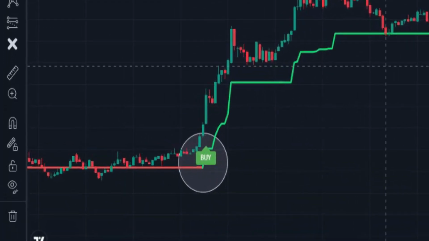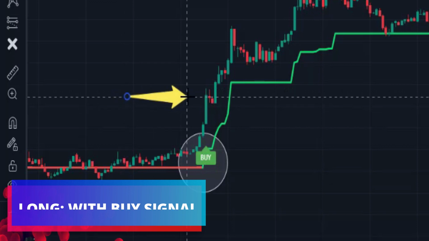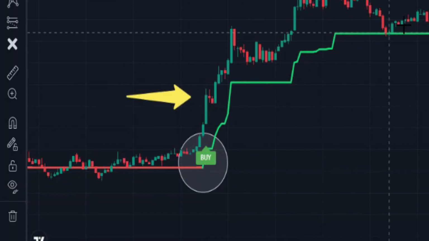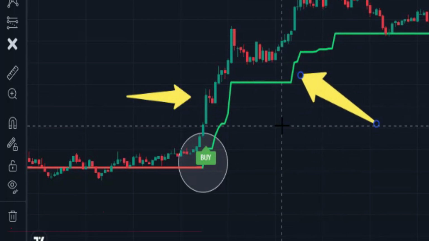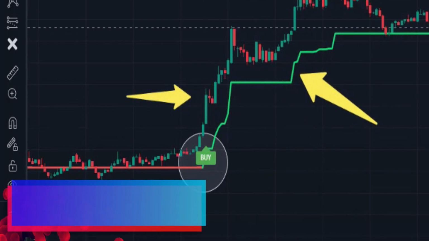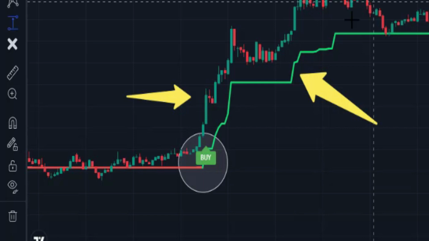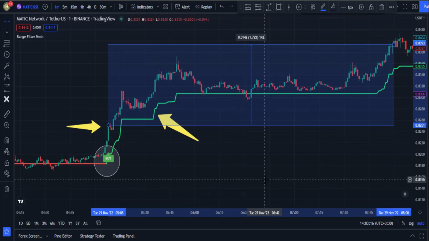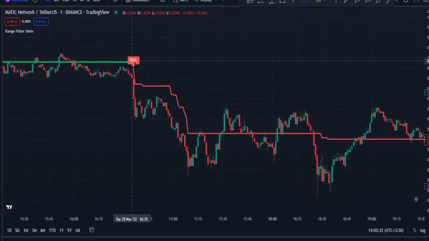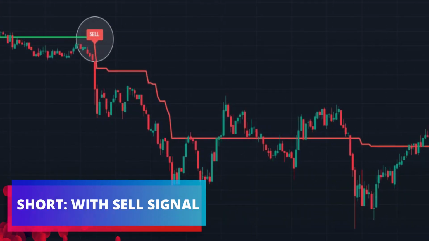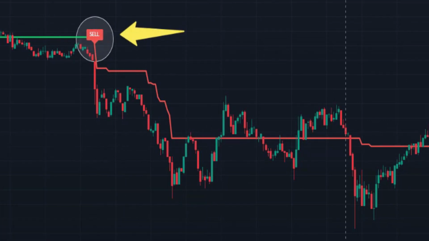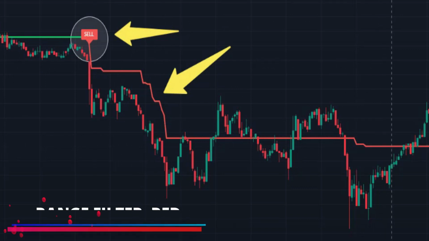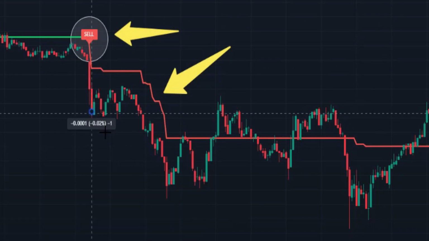So when a buy signal appears on the chart by the range filter indicator and the price action is above the range filter indicator and the indicator is green, we have a valid buy signal. And whenever a sell signal appears on the chart by the range filter indicator, the price action is below the indicator and the indicator line color is red, we have a valid sell signal.